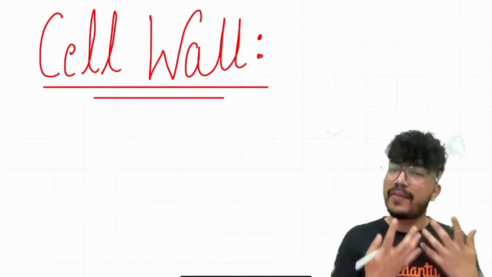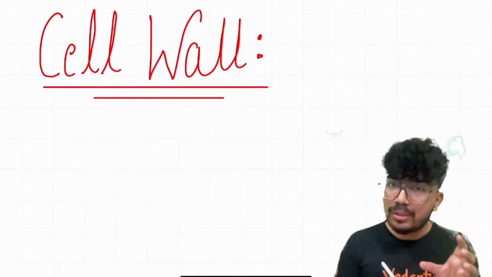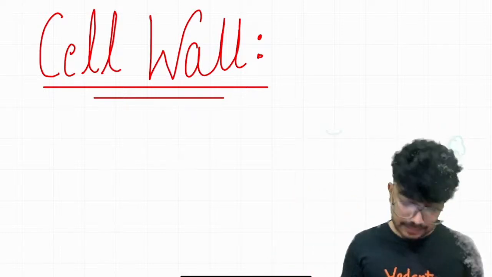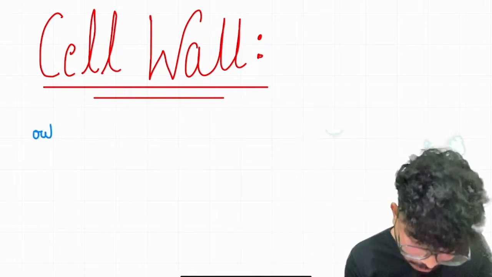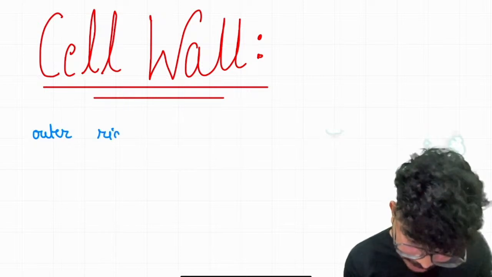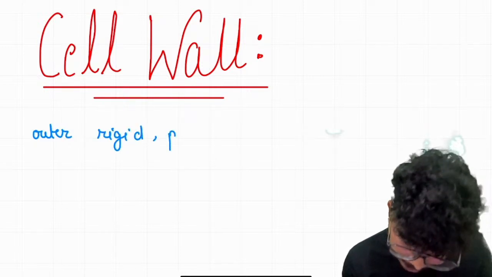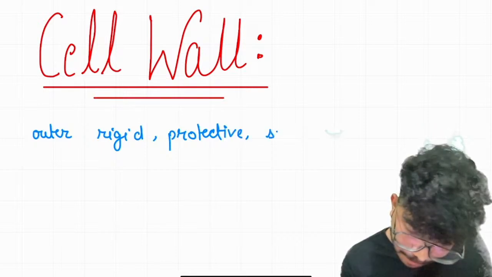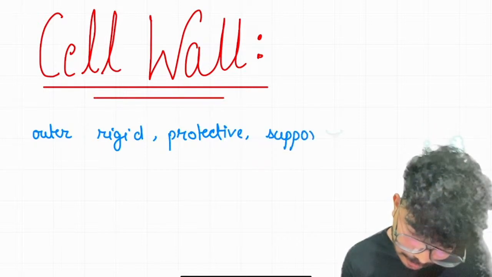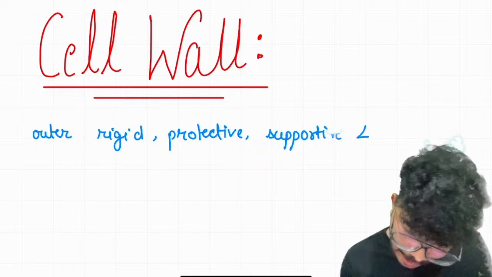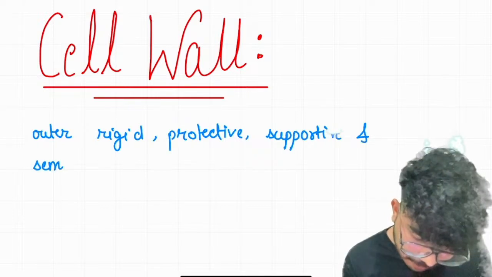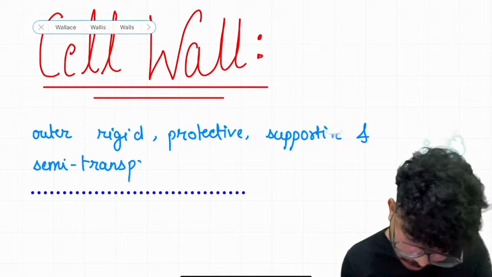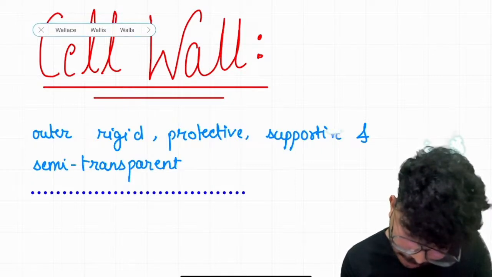If I have to define the cell wall, it is the outer, rigid, supportive, protective, semi-transparent covering of the plant cell. So it is outer, rigid, protective, supportive, and semi-transparent covering of the plant cell.